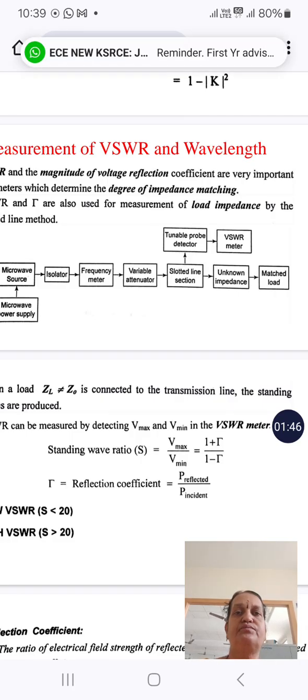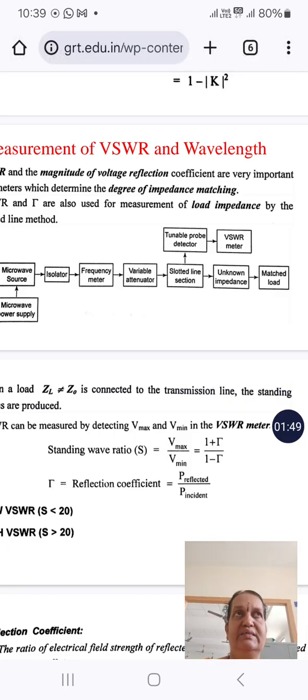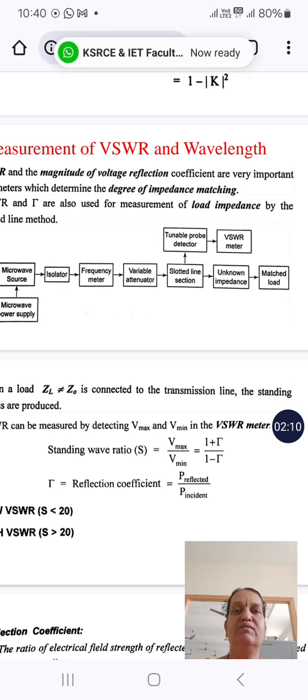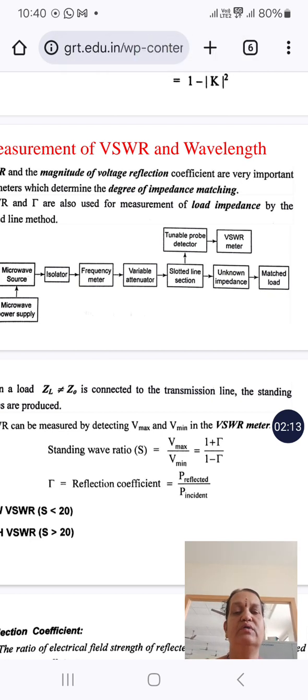When the signal is transferred from one part of the transmission line to another part, the signal will proceed to the next stage only if its impedance is matching exactly. If the impedance of the two parts is not matching, the signal may get reflected back. It cannot proceed further. That is called impedance matching. When the impedance matches, the signal will be transferred to the next part of the transmission line without any disturbance. We need to measure whether the impedance matching is proper.